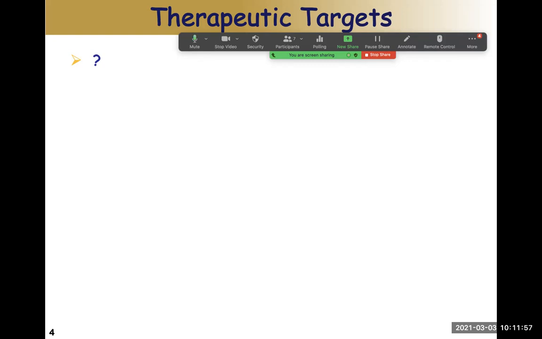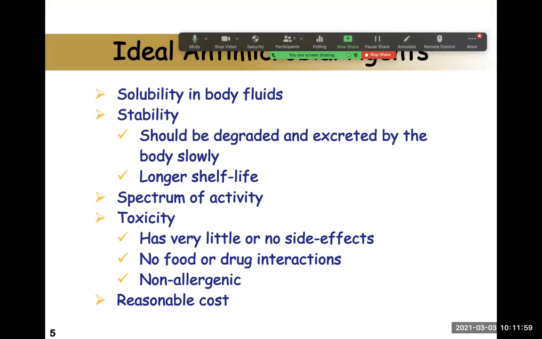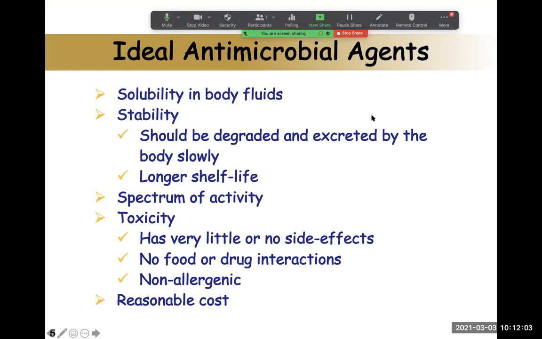Okay, so what are the ideal antimicrobial agents? An antimicrobial is something that's very soluble in body fluids, right? It doesn't precipitate. It should be stable. It should be degraded and excreted by the body slowly. That means you have a longer half-life as well as a longer shelf life.